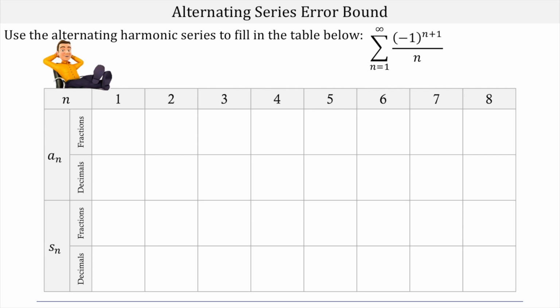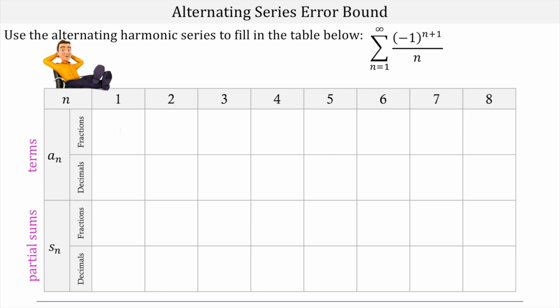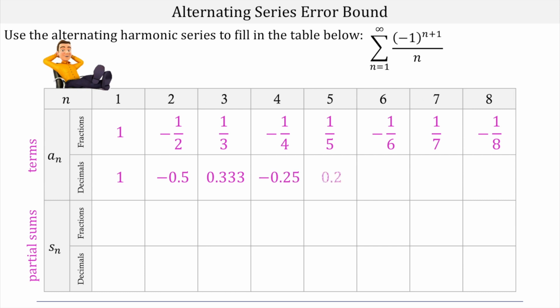Here's Jim, and he's going to show us the alternating series error bound using the alternating harmonic series. So we're going to fill this table in. First, we're going to figure out each of the a sub n's, each of the terms for n equals 1, 2, 3, 4, and so on. Then we're going to take some partial sums below that. So first we'll start with the terms of the harmonic series. And if we put that into decimal form, that's going to help us a little bit later to see what's going on.